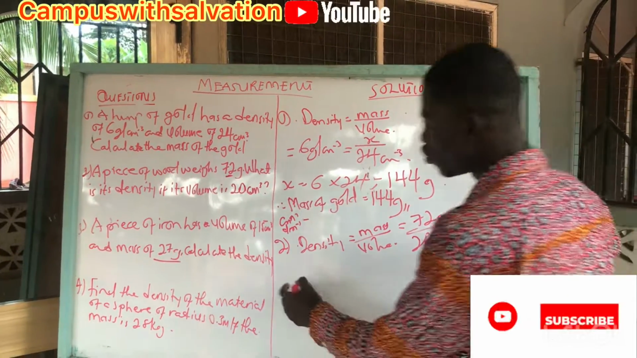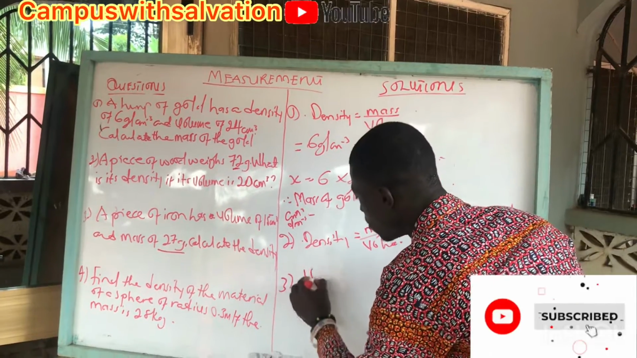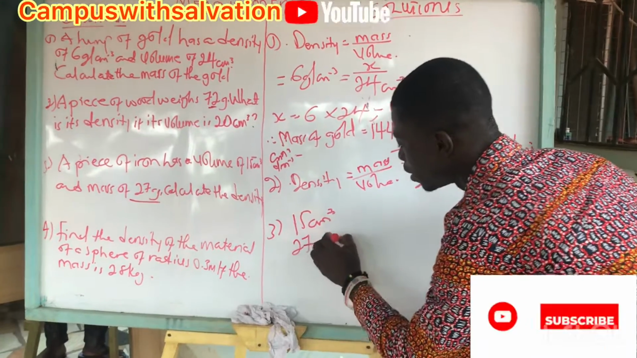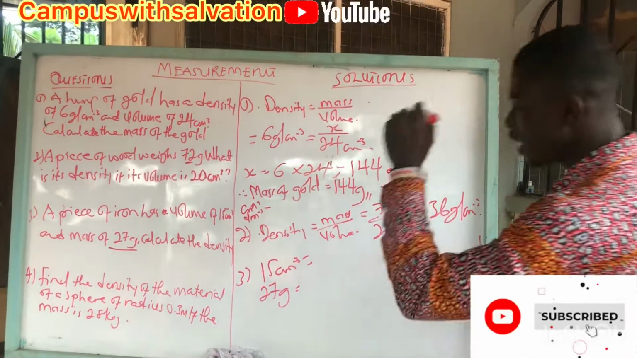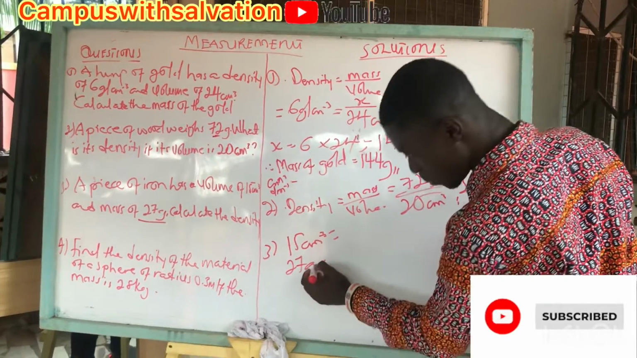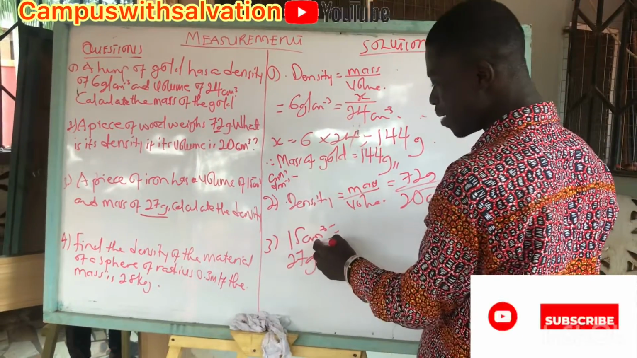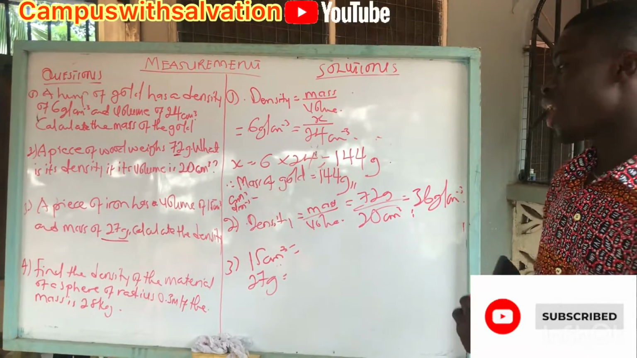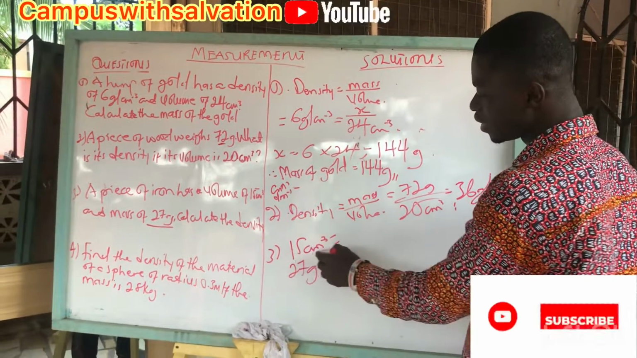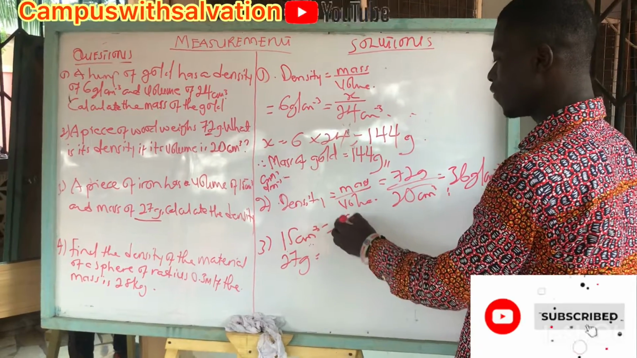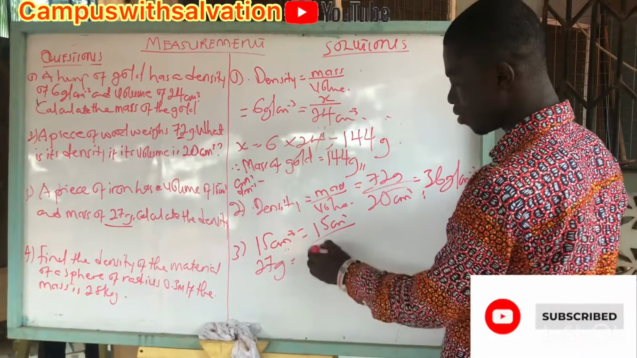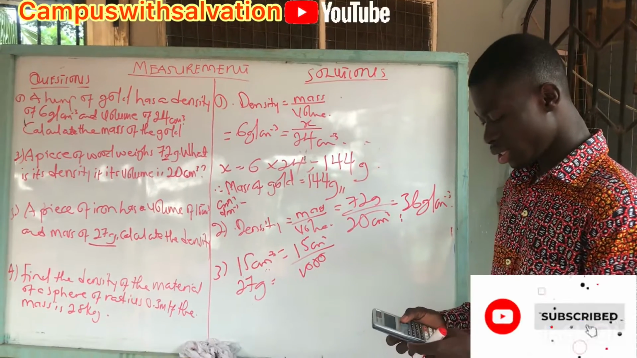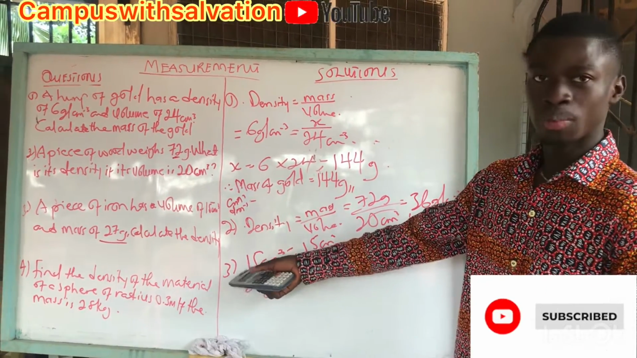Okay, so question number 3, we have 15 cm³ and we have 27 grams. So before we can solve this one we must convert the grams into kilograms, and we must convert the centimeter cube into decimeter cube, that's dm cube. So this is how we go about it. When you are converting 50 cm cube to dm cube, you just write 50 cm cube divided by 1000. So after dividing it by 1000, you get your figure in decimeter cube.